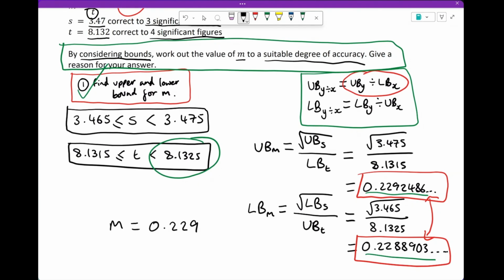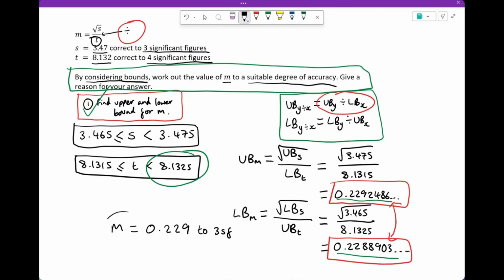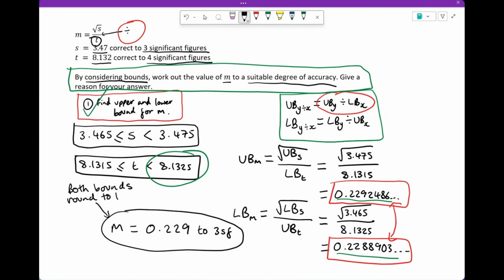Now, it does say give a reason for your answer. Well, you have to state the degree of accuracy that you've just rounded both of those numbers to, and it should be the same degree of accuracy. So I believe I've rounded those two numbers to 3 significant figures. So I could say M is equal to 0.229 to 3 significant figures. And then I would just clarify that both bounds round to this value. So I'm just going to write both bounds round to this value.